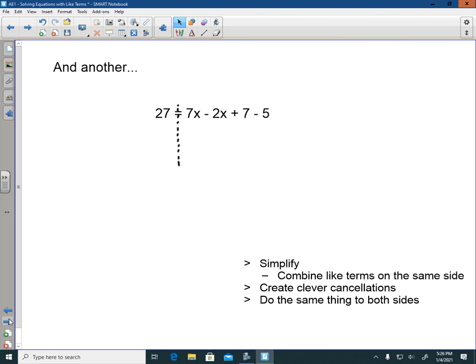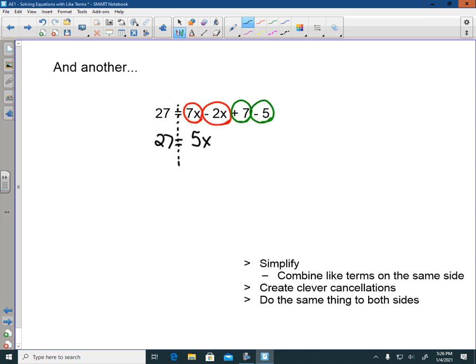So the like terms I'm seeing are a 7x and a negative 2x, but I'm also seeing another set of like terms, a 7 and a negative 5. Those are the like terms that we are going to combine. The 27, we haven't done anything with that yet. And that equals 7x's minus 2x's. 7 minus 2 is 5, and 7x's minus 2x's is 5x.